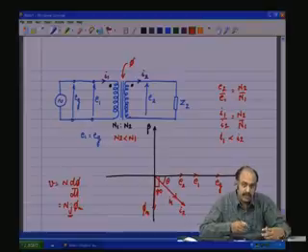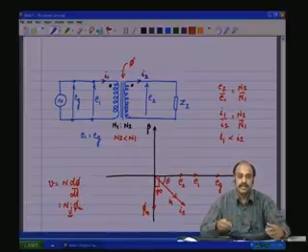So, this would be the vector diagram of an ideal transformer. In the next class, we will see how a practical transformer will behave, after having done a few examples.